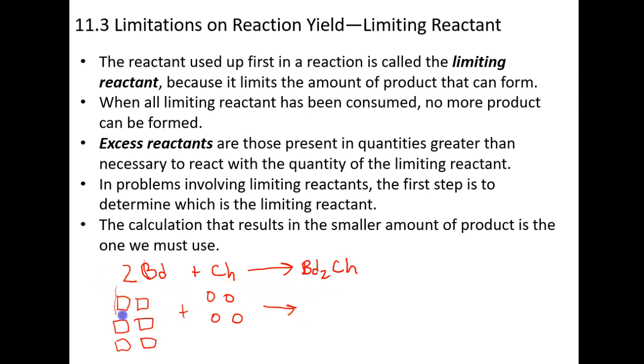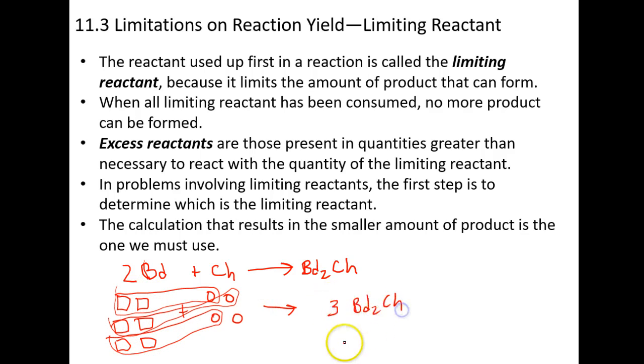Well, if 2 of these react with 1 of those, so those 2 will react, those 2 will react, and those 2 react. I have consumed all of my bread. I have no more bread left, but I have an extra piece of cheese. So I can make 3 cheese sandwiches, and I will have an extra slice of cheese left over. So the maximum number of cheese sandwiches I can make is 3.